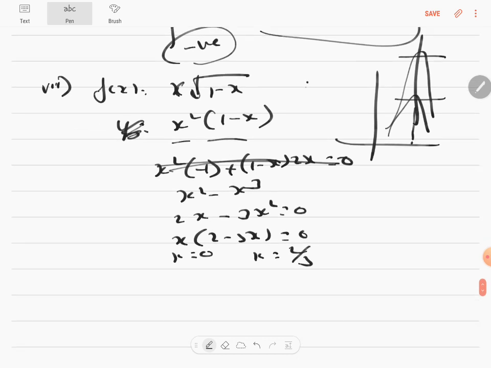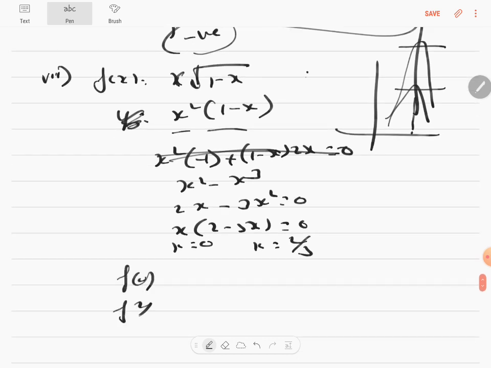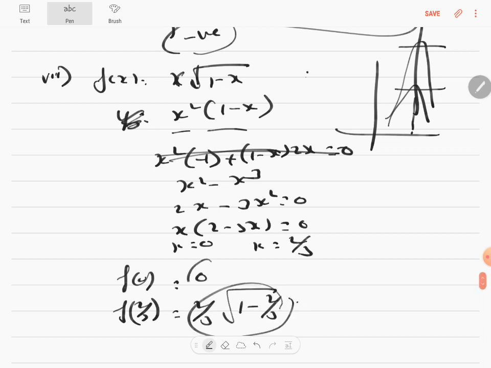Taking this and putting it in the question, you will get f of 0 and f of 2 by 3. f of 0 is 0, f of 2 by 3 is 2 by 3 into root of 1 minus 2 by 3. So this will get you your maxima, this will get you your minima.